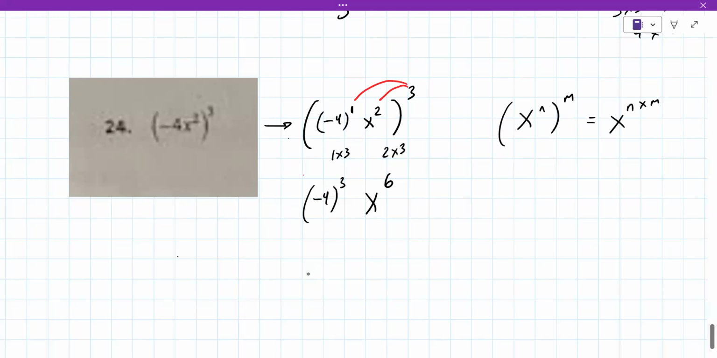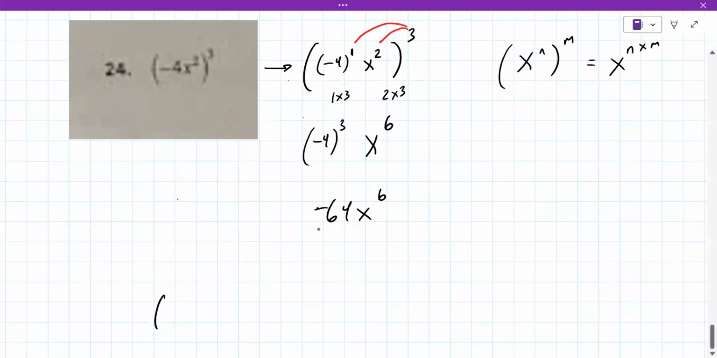-64. It's -64. Good. Okay, let's do another one like this. I'm gonna leave this one up here. Let's go -3 x to the 4th cubed. Okay, it's just like the last one, just different numbers. Please give this a try.